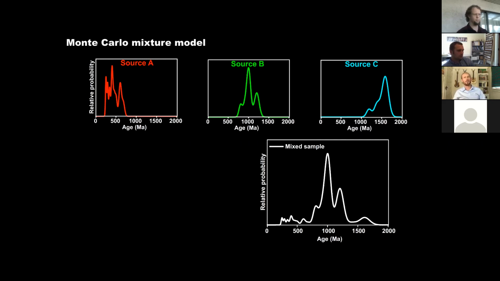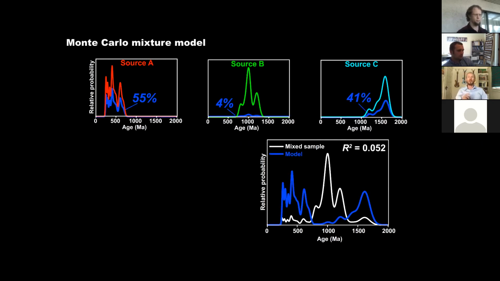So, for example, if we just took one, call it a trial, right? A trial mixture, we just randomly assign 55% of source A, 4% of source B, and 41% of source C. And here, this is a little different from what I'm guessing Sam talked about earlier. We're not taking 55% of the ages out of this distribution, but rather we're scaling the whole distribution down to 55%, and that assumes that this is an accurate representation of the underlying population of A.